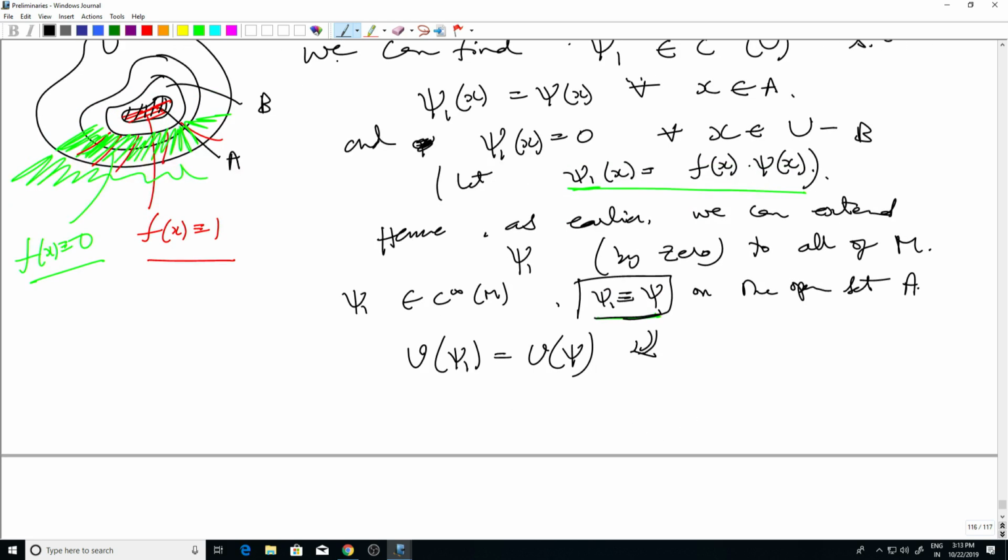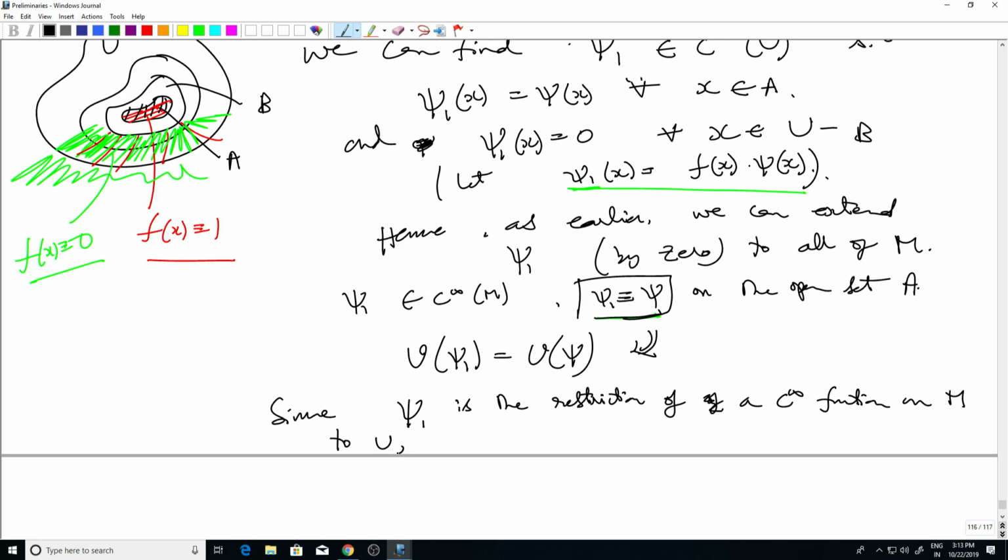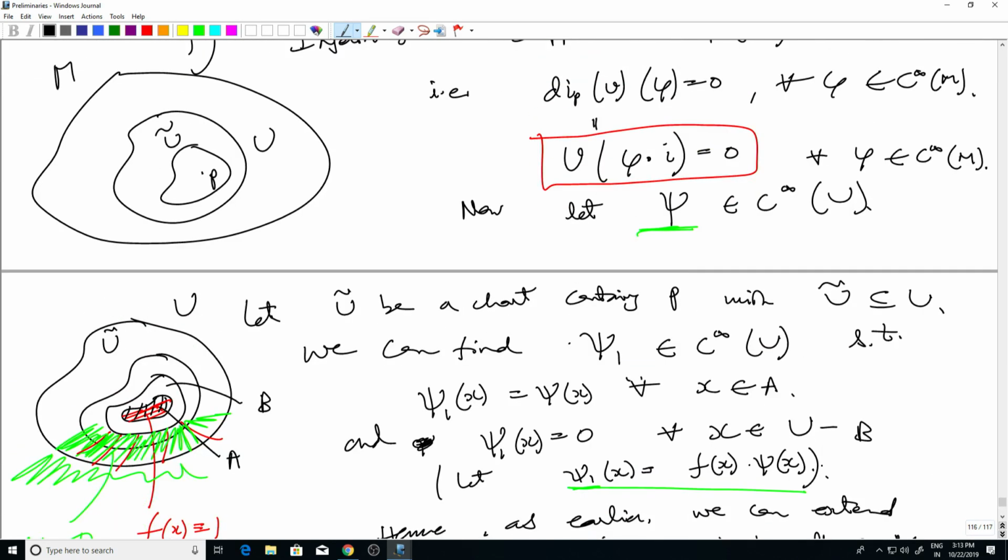Also, since C1 is the restriction of a C infinity function on M to U, we have V of C1 equal to 0 by hypothesis. That's what we started with.